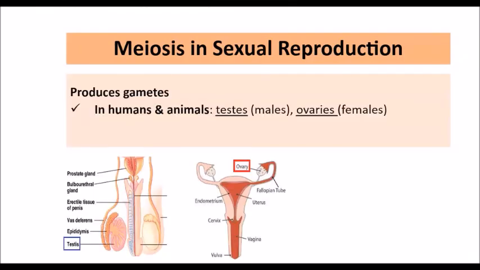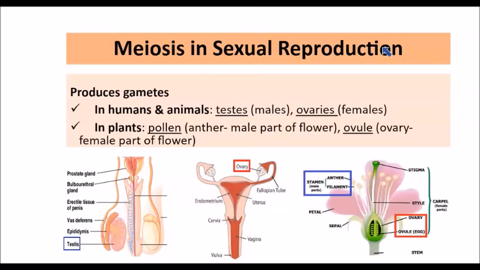Alright, so now let's look at the purpose of meiosis, and that is in sexual reproduction. Meiosis is really meant to produce gametes, the sperm and the egg. In humans and animals, you would find meiosis occurring within the testes of the male and the ovaries of the females. The testes is where the sperm will be made in the males, and the ovaries make the eggs. So these are the gametes. That is in humans and animals.